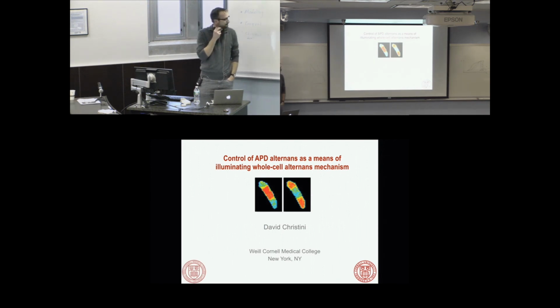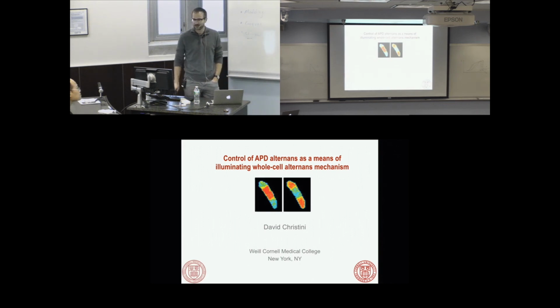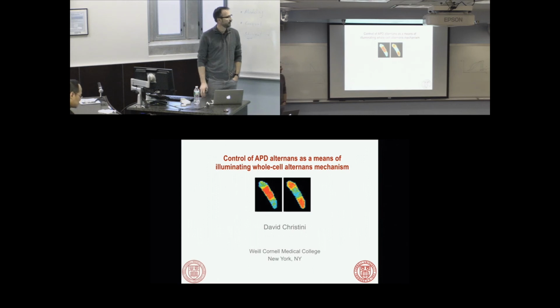And in our group, we use a combination of computational and experimental methods to look at a number of different aspects of cardiac electrophysiology. One of which we've looked at a lot over the years, as many of you know, is Alternans. And so what I'm going to talk to you about today is using control of action potential duration alternans as a means of illuminating the mechanism of alternans.